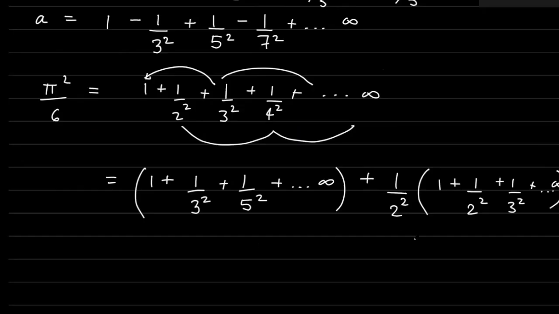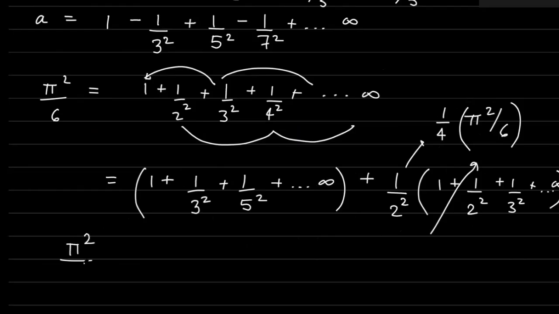Infinity. But we already know that this is pi square by 6, and this is 1 by 4. So if we take this to the other side, we'll get 3/4 of pi square by 6, which is pi square by 8, is equal to 1 plus 1 by 3 square plus 1 by 5 square, and so on till infinity.